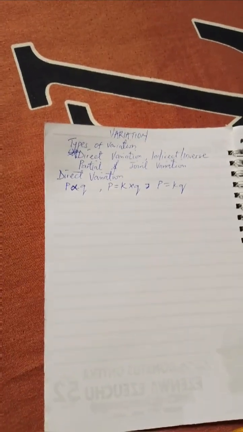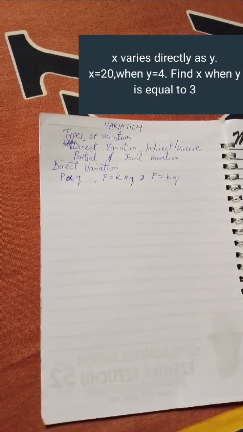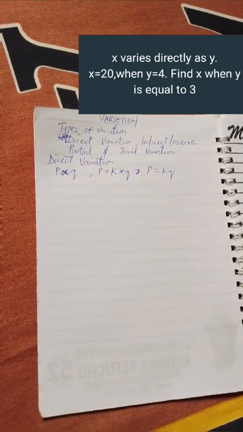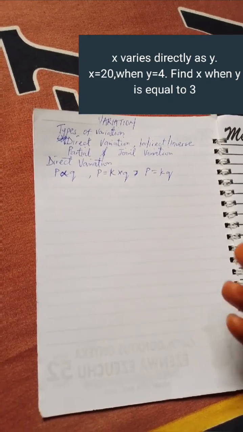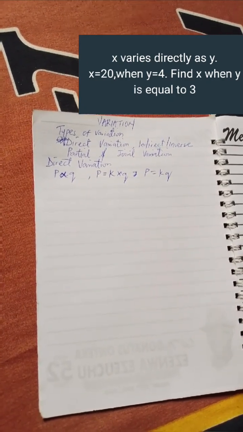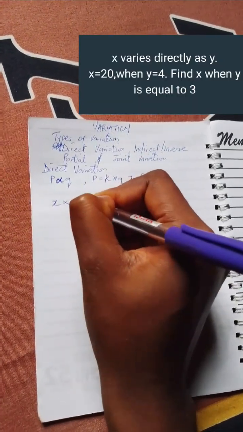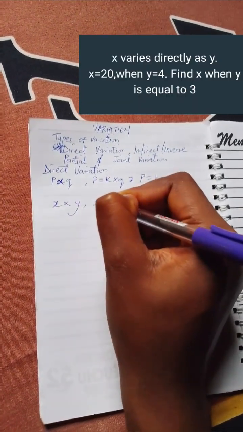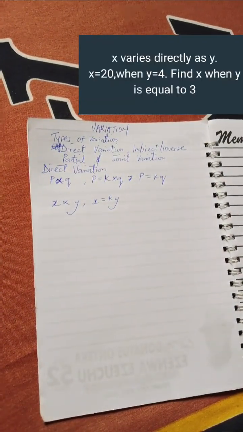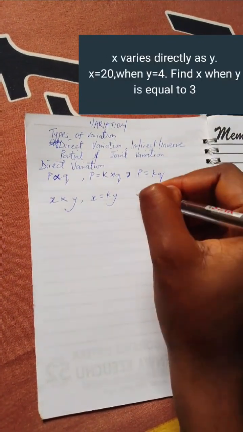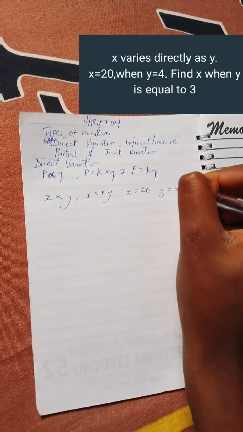Now I have a question here. The question says x varies directly as y. X is equal to 20 when y is equal to 4. Find x when y is equal to 3. It says x varies directly as y, so I'm going to be having that x is equal to ky when my constant is introduced. And the question further says that x is equal to 20 when y is equal to 4.